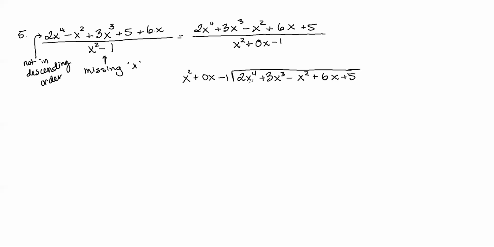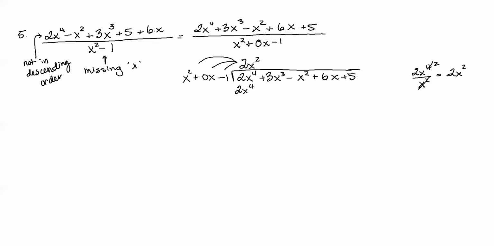2x to the 4th divided by x squared, first term divided by first term. Cancel out 2 x's, we're left with a 2x squared. And now let's multiply. And when we multiply, we need to multiply to every single term. The middle one's going to be kind of weird, so let's look at that one in a second. 2x squared times x squared, 2x to the fourth.